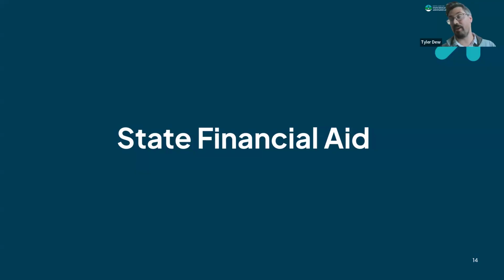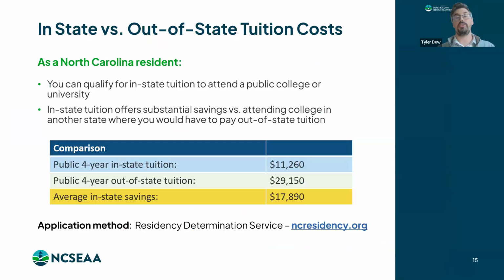Speaking of the state of North Carolina, we are going to go over specific state aid that is available to you as a North Carolina resident. In terms of in-state versus out-of-state tuition costs, this is a huge savings if you're interested in public school and community college. As a North Carolina resident, you can qualify for in-state tuition to attend a public college or university. And as you can see in this little chart, for a public four-year in-state institution, if you have North Carolina residency, depending on the college, this number isn't general to all the colleges.